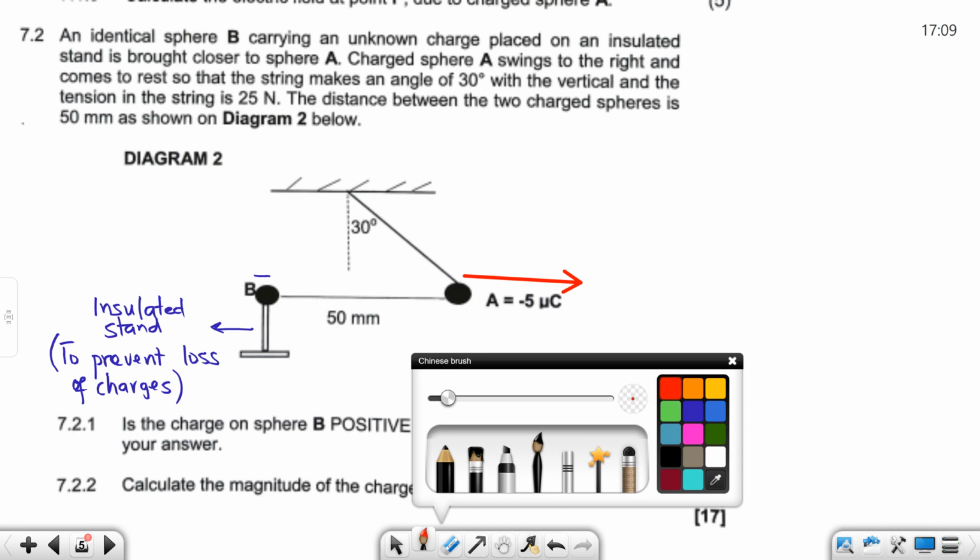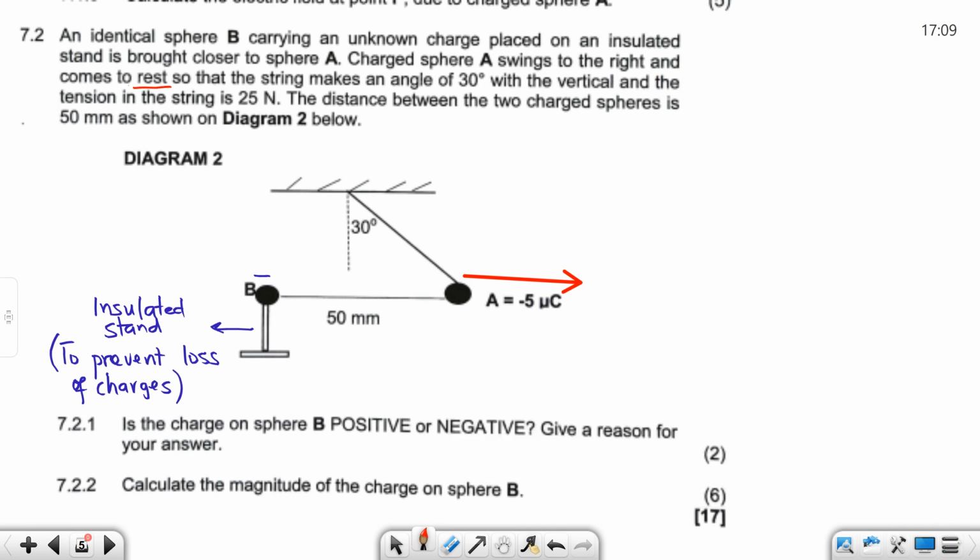Swings to the right and comes to rest. Take note of that word, rest. When it comes to rest, we're talking about it being at equilibrium. That equilibrium is a very important concept. All right? Very, very important concept there. So that the strings make an angle of 30 degrees with the vertical, and tension in the string is 25 newtons. The distance between the two spheres is 50 millimeters. You remember what we said here? 0.05. We divide by 1,000. You can do your division quickly just to confirm.